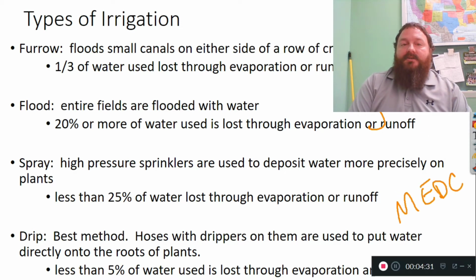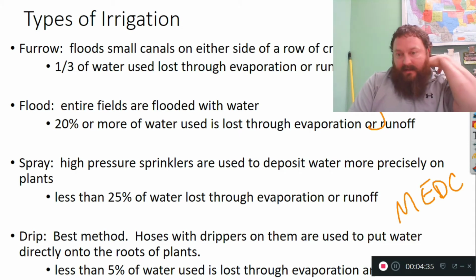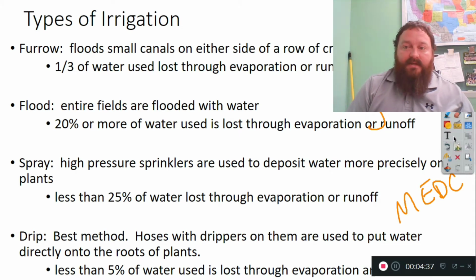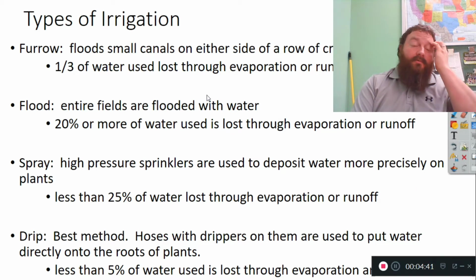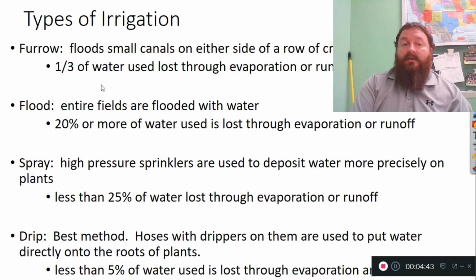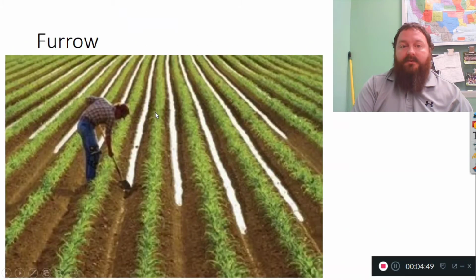The LEDCs are still using this furrow and flood. Now, I know these methods don't mean anything to you yet because you've never really seen them or experienced agriculture. When we look at what these look like, and again, before we move on, what you're looking for when you're looking at the irrigation is the efficiency rate of them. That's what determines if it's a good method or a non-preferential method.